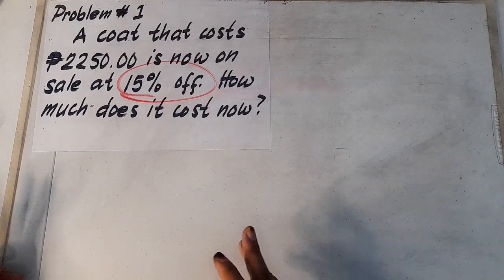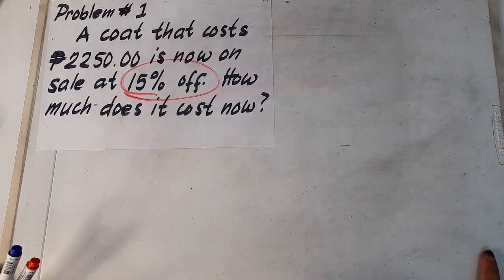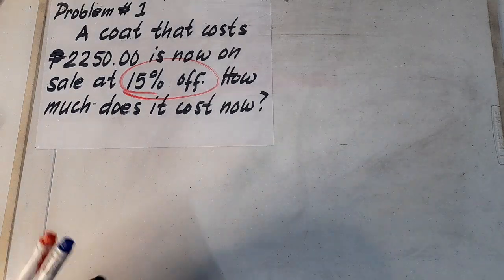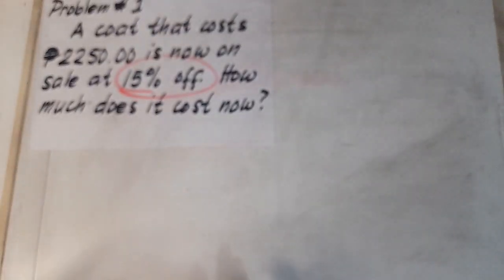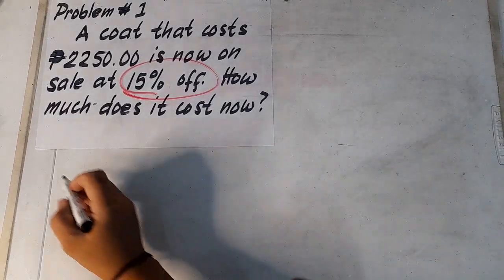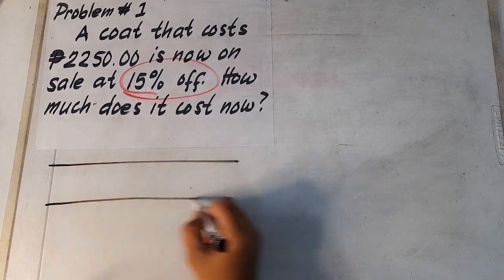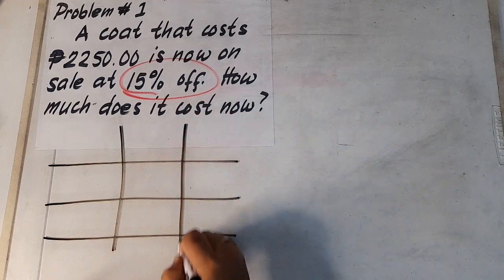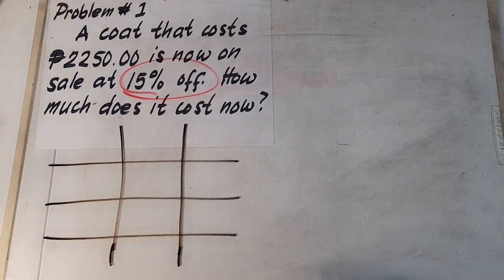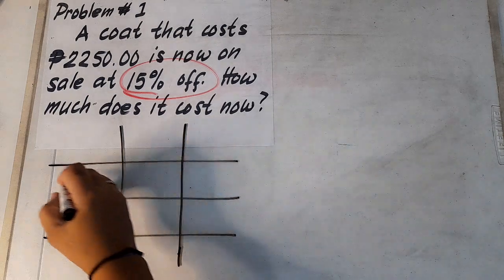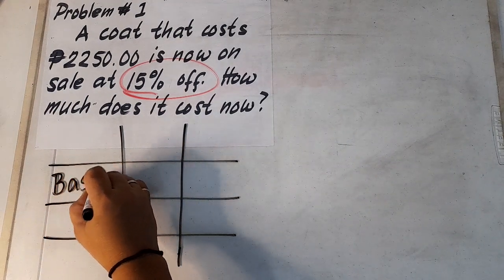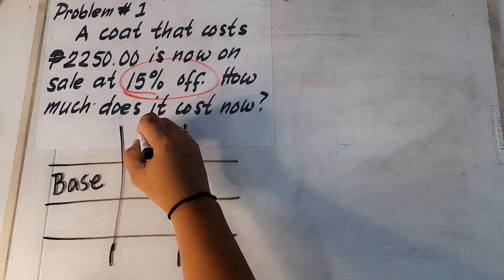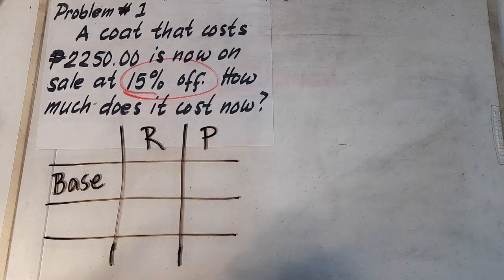So, since this is a discount problem, we will be preparing our table of values. So, to organize the data given in the problem. So, for this reason, ang gagawin natin, we need to prepare a table like this. Okay. Ayan. Okay. Ano-ano ang ilalaman natin dyan? Una, this should be the base. Okay. Yan yung base. Tapos, dito yung ating rate and then yung percentage.